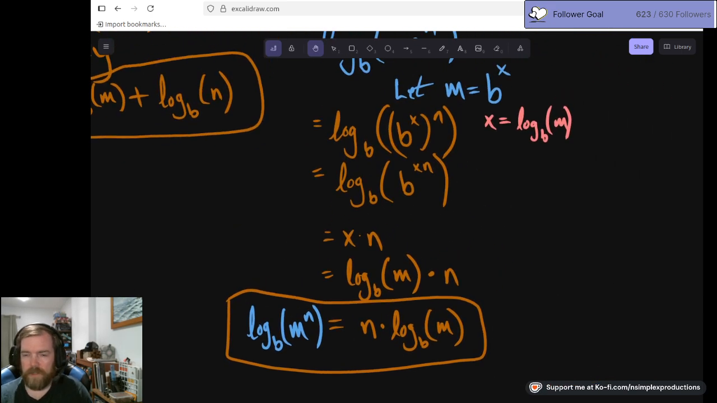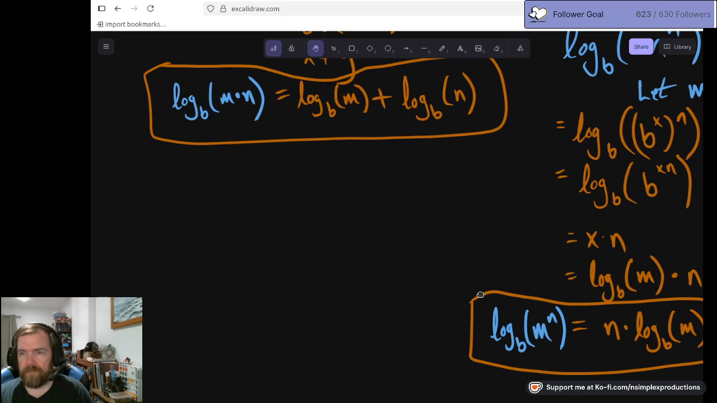Right, same thing is happening here. We're saying that when our exponential is being raised to another power, then that's the same as multiplying our new exponent with our old exponent, log base b of m. Logarithms are exponents.